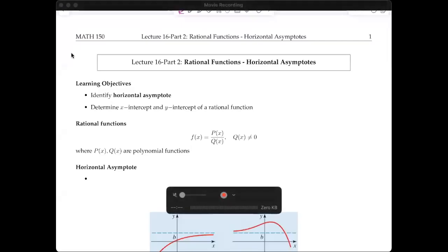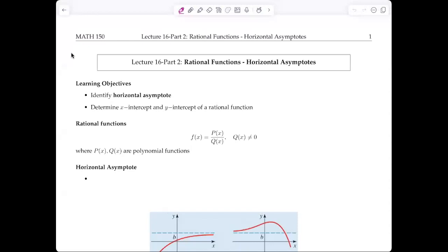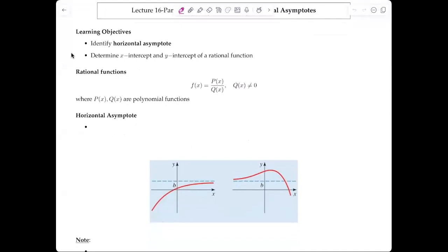Right. So second part of lecture 16, rational functions. We're going to look at how to find horizontal asymptotes. Again, in this case, you have a rational function of the form p of x over q of x, for p and q polynomial functions, and q is not equal to 0. So the horizontal asymptote, horizontal asymptotes.